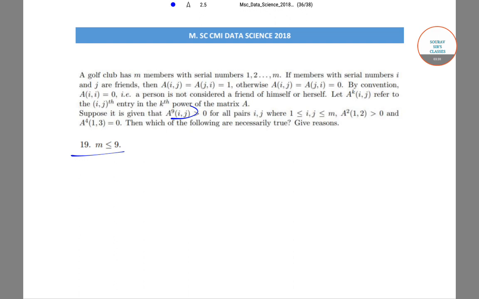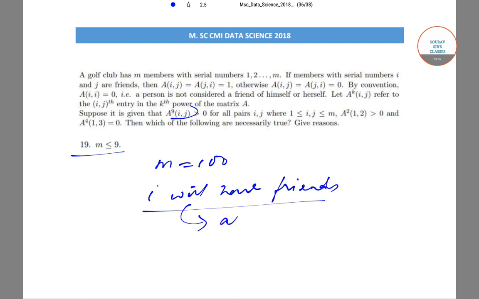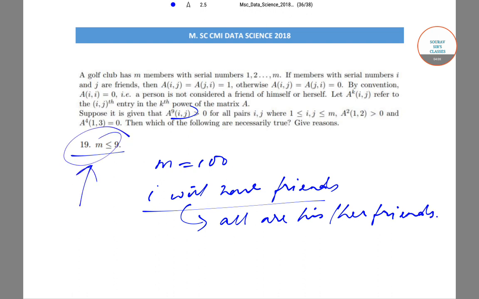So we cannot put any limit on m. If we take m equal to 100, in that case also i will have friends. In the extreme case it is also possible that he or she has all the others as friends. So we cannot put any restriction on m, and therefore this statement is false. Let's move on to the next question.